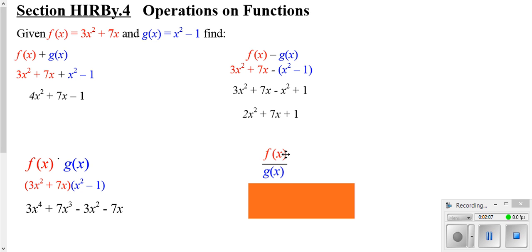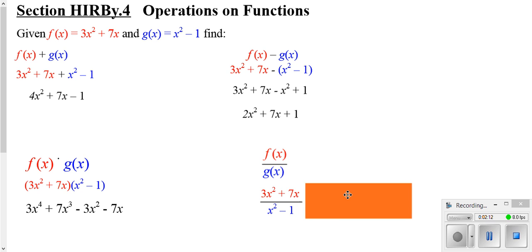Here we need to take the red divided by the blue. So we want to take the red divided by the blue. Now, there's nothing we can do at this point to simplify it. It has no common factors top and bottom. Yes, we could factor the bottom into x plus 1, x minus 1. We could take an x out of the top, but it doesn't allow us to have any common factors.